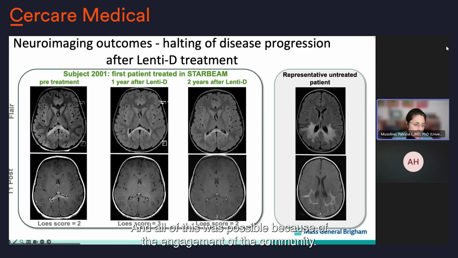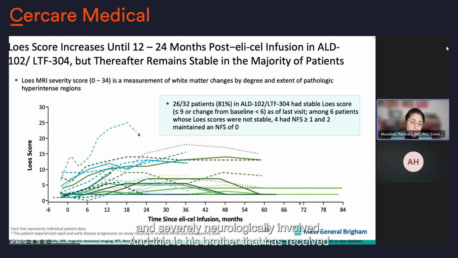And all of this was possible because of the engagement of the community. You can see here a family with an older boy that is affected and severely neurologically involved, and this brother that has received the gene therapy, which has likely halted the disease and now has a normal neurological development.